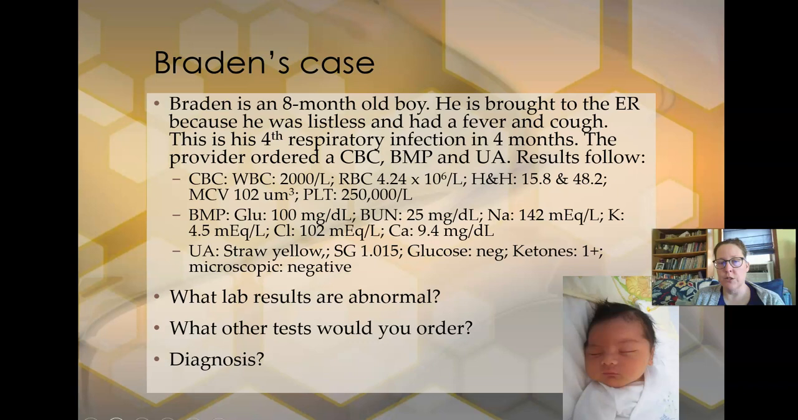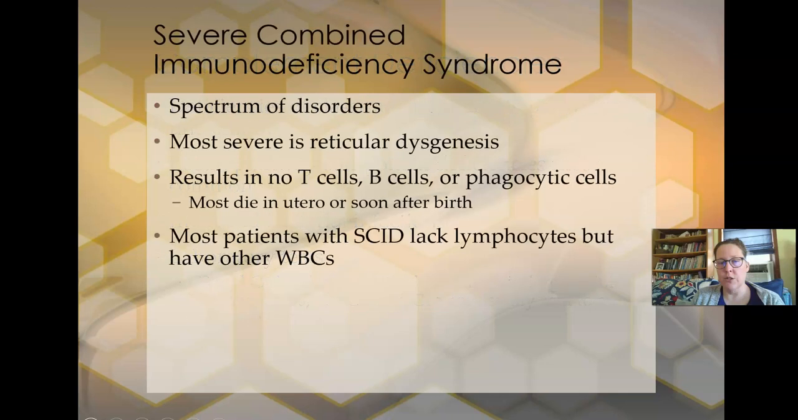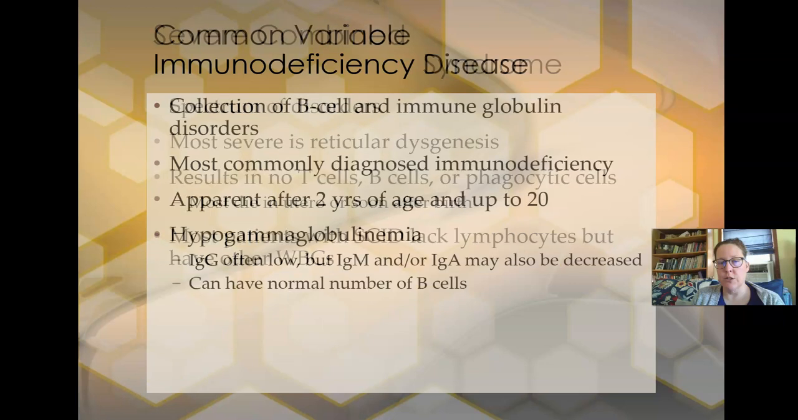And diagnosis. So let's think through this one, okay? I'm going to go back to some of the other ones so that you can see. Is it a complement deficiency? Could be, possibly. Could it be SCID? It could be maybe one of those SCIDs where it lacks lymphocytes but has other white cells, because then he's prone to having some bacterial infections.